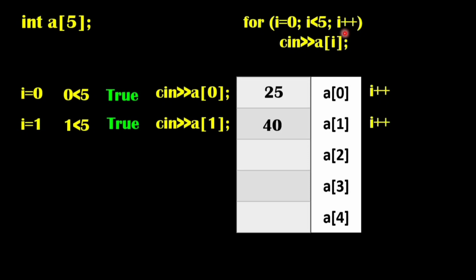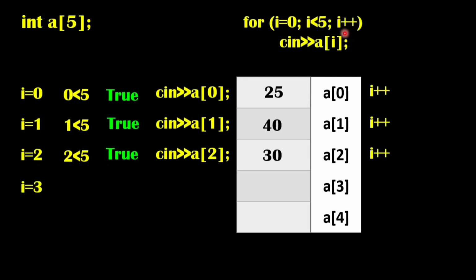Then the i value will be incremented. i++, i becomes 2. 2 is less than 5, that is true. So enter the loop, cin >> a[2]. I will enter a number. Then the i value will be incremented. Then i becomes 3. 3 is less than 5, that is true. The condition is true.